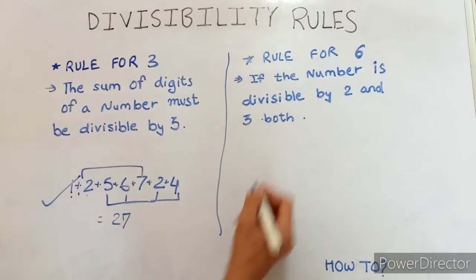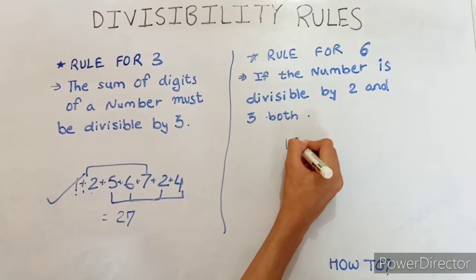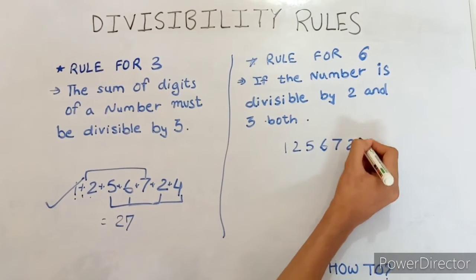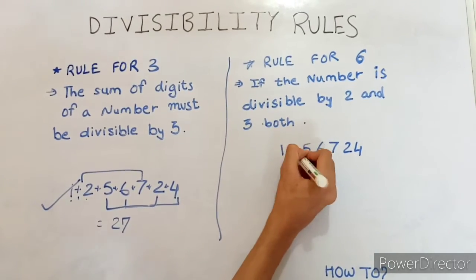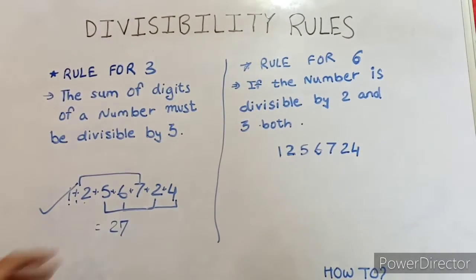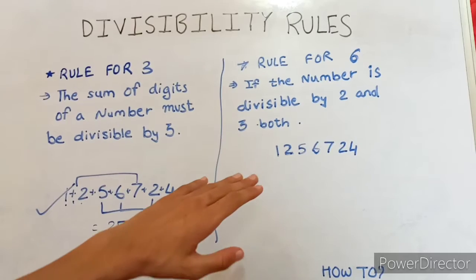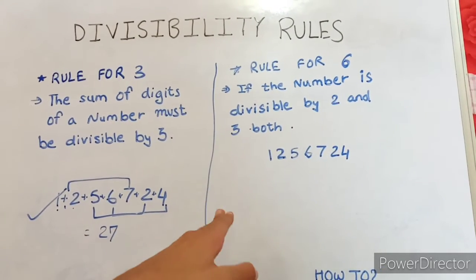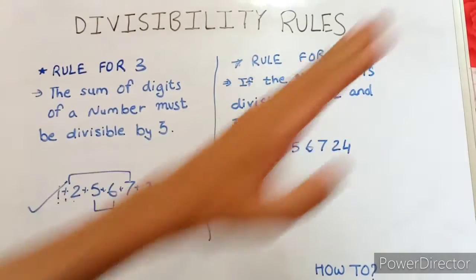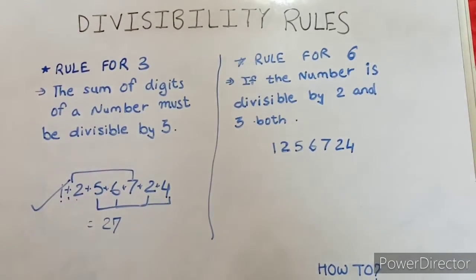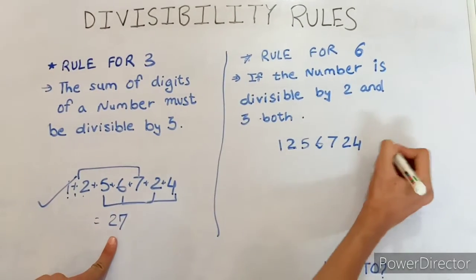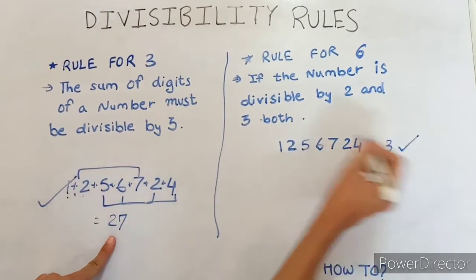Let's take this number, 1, 2, 5, 6, 7, 2, 4. Okay, this is the number. Now we have to check whether this number is divisible by 2 and 3 both. If yes, then this number will be divisible by 6 also. Okay, so let us check. Here we have checked that this number is divisible by 3. So yes, it is divisible by 3.